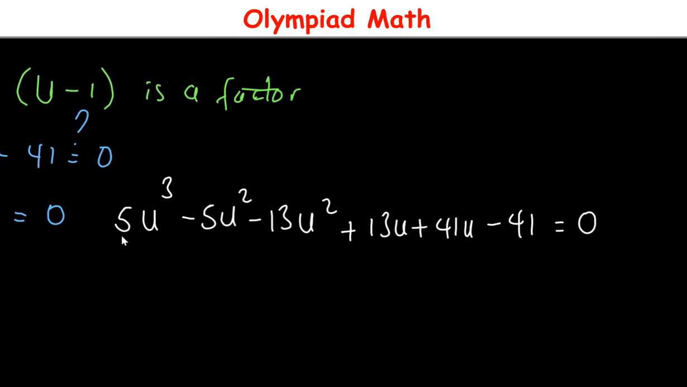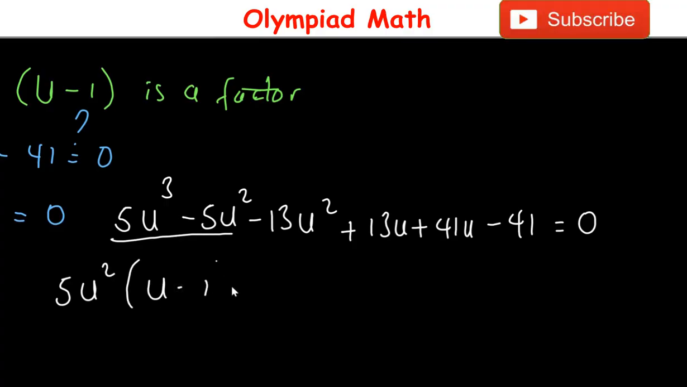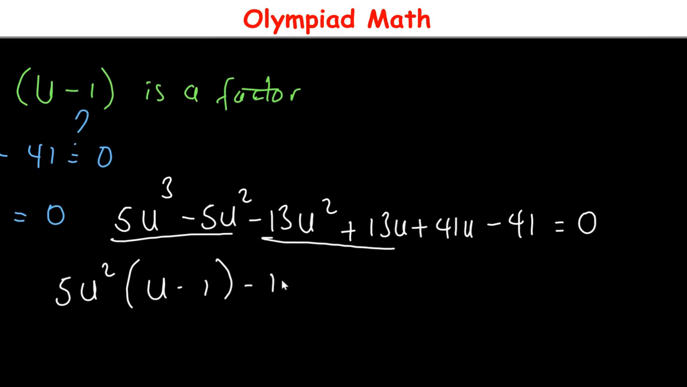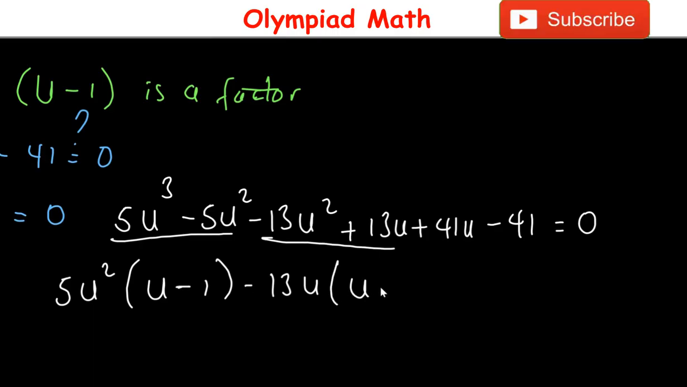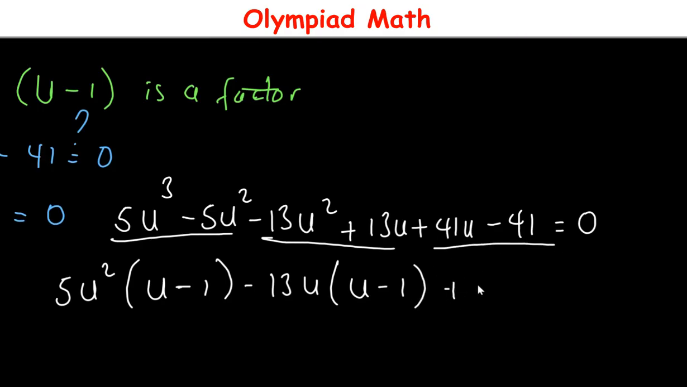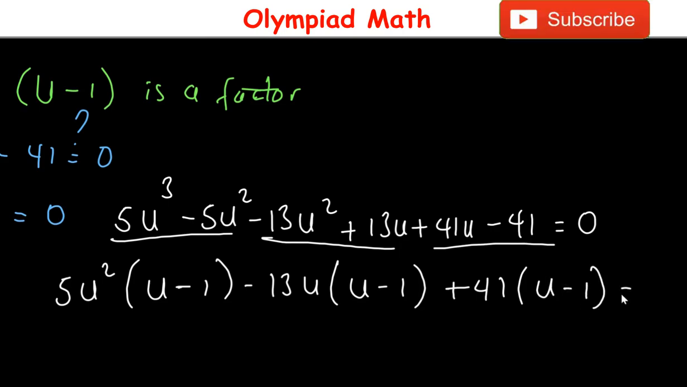Next, factorize out 5u squared from this. So 5u squared into bracket u minus 1. Factorize out minus 13u from this. So minus 13u into bracket u minus 1. Factorize out plus 41 from this, plus 41 into bracket u minus 1 equals 0.